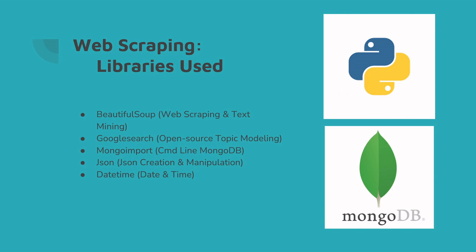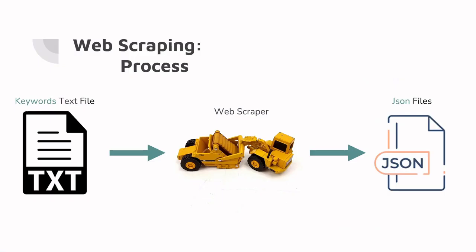These are the libraries I use for the web scraper, Beautiful Soup and Google Search being the two main ones, while Mongo import, JSON, and datetime are used for importing things into the database, as well as file path and directory manipulation. This is just a bird's eye view of the scraper. We take the keywords text file, we give it to the scraper, and we get JSON files from the scraping.